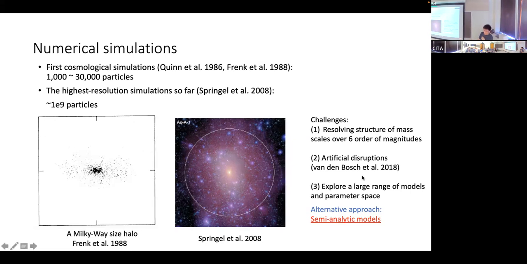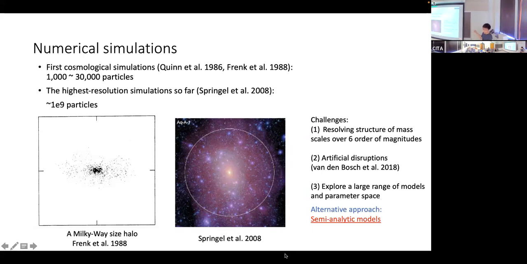Also, in one paper by van den Bosch et al. in 2018, they showed that even in state-of-the-art simulations, we still suffer from artificial disruption. That means some of those subhalos disrupt just due to numerical effects, not physical disruption. And third, even with very high resolution, we can only run very few simulations. If we would like to look at a large range of different dark matter models or explore a large parameter space, we will not be able to run these simulations directly. So that's why we need another alternative approach called semi-analytic models.